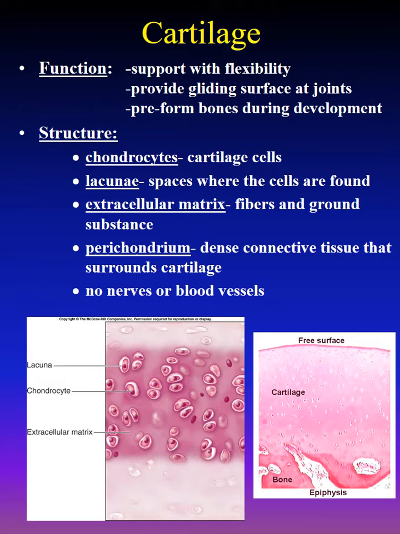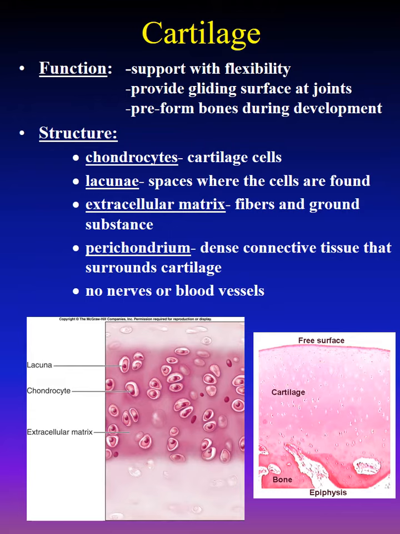The second is that we have a gliding surface found at the joints or at the articulation points where we have two bones that meet, so this prevents from having lots of friction. And thirdly, cartilage acts as a model for the formation of bones in the body. And so this stems early on at early embryonic development, where we all start as cartilage and then convert to bone once we have enough calcium and phosphorus.